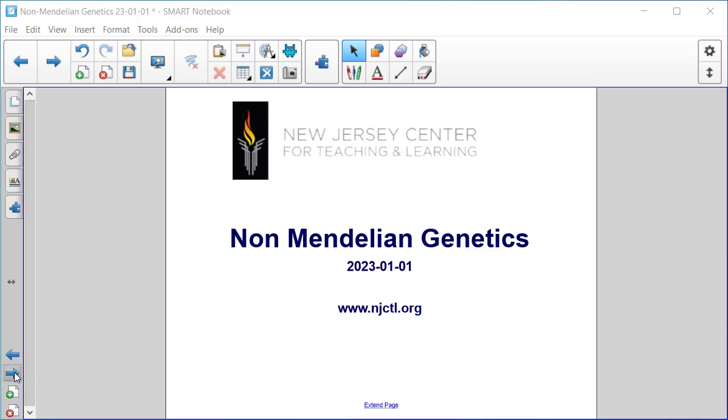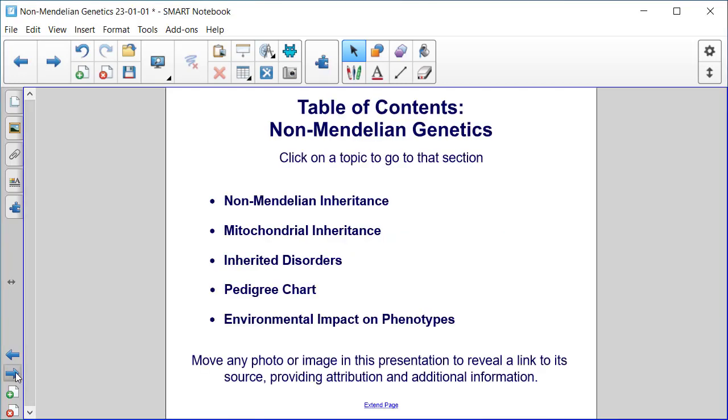Non-Mendelian genetics. Table of contents: non-Mendelian inheritance, mitochondrial inheritance, inherited disorders, pedigree chart, environmental impact on phenotypes.